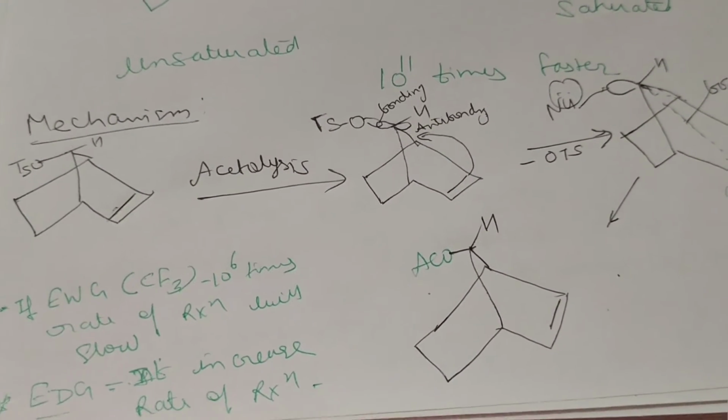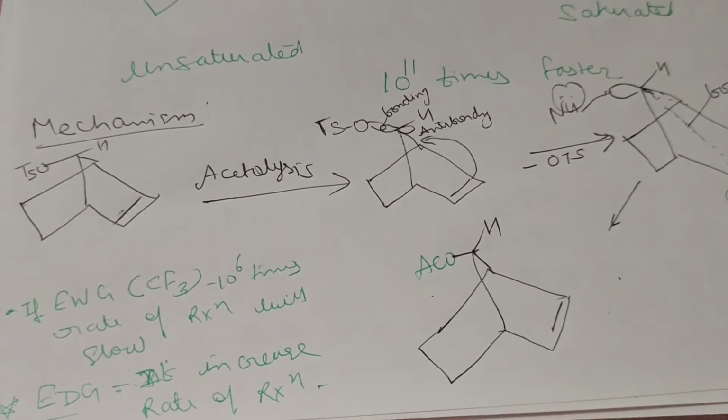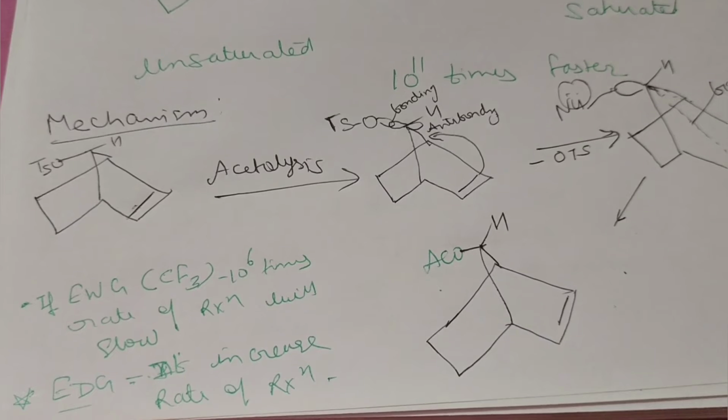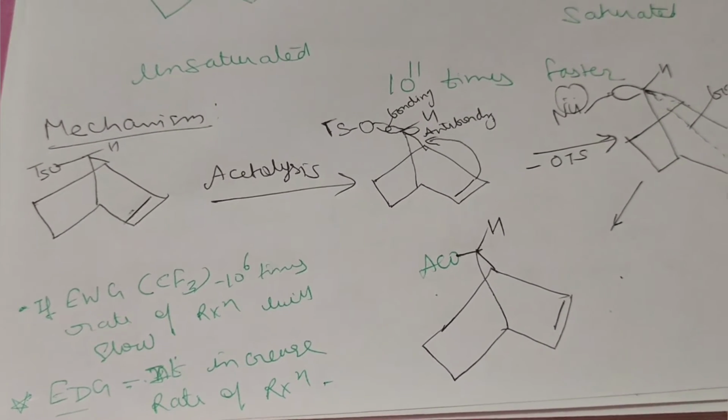Again I am revising. Here we have taken pi electrons. This is one compound which has pi electrons, and the ortho tosylate is present here, which acts as a leaving group.